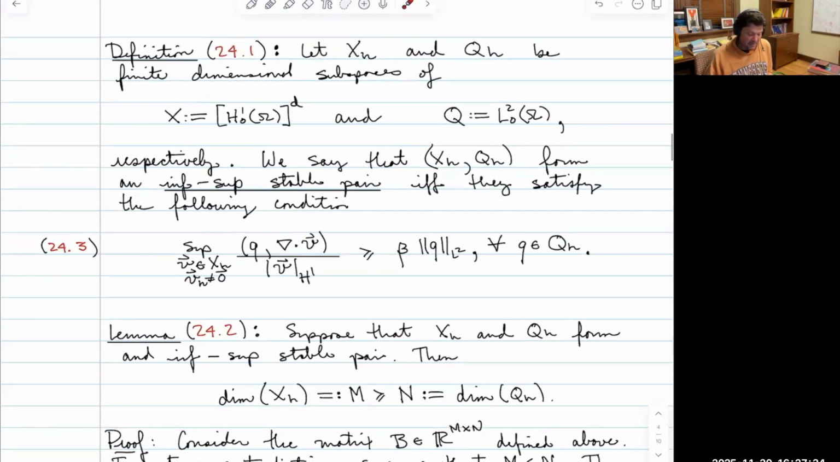Well, let me make a definition that might not surprise you. Suppose that X_h and Q_h are the finite dimensional subspaces that we want to use for our approximations above.